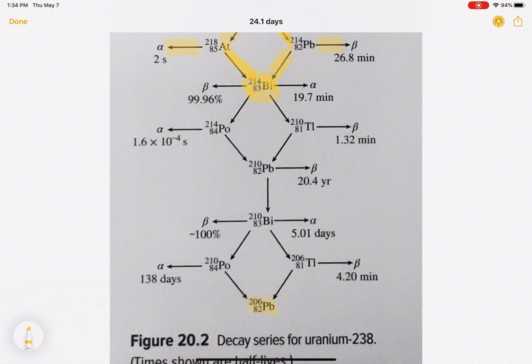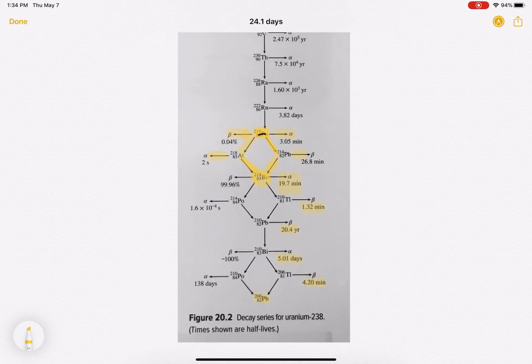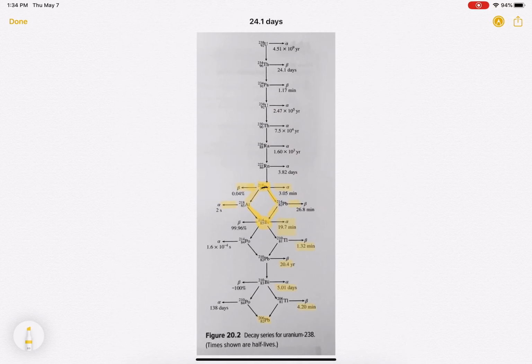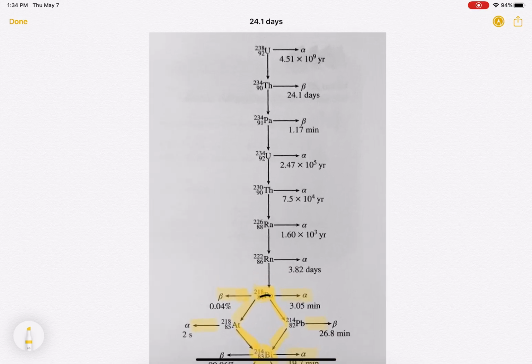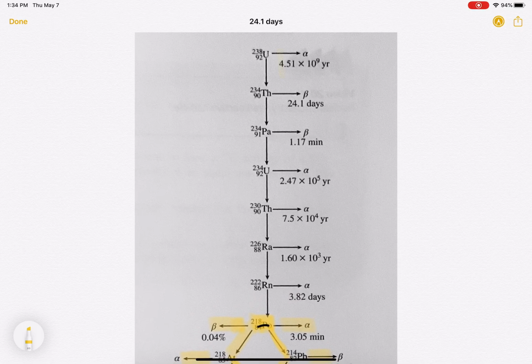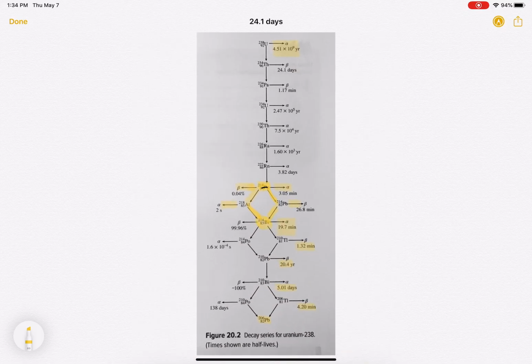Each one of these steps, as you've probably noticed, has a time associated with it. The time that's associated with it is the half-life for each step. So throughout this process, some of these half-lives are really, really long, and some of them take place really fast, and that's pretty typical for a radioactive decay series.